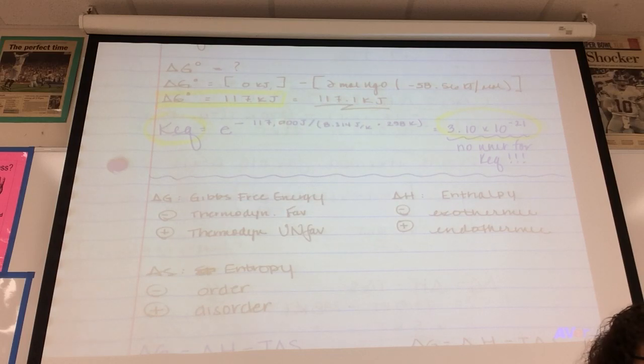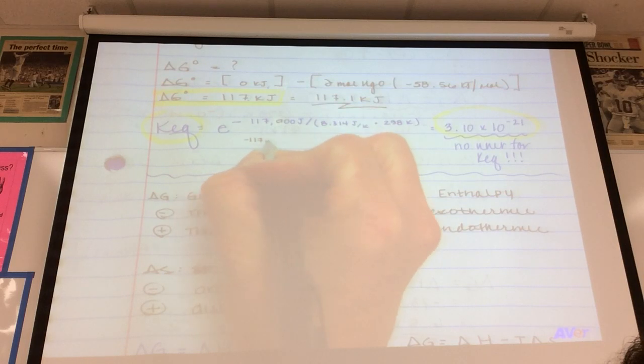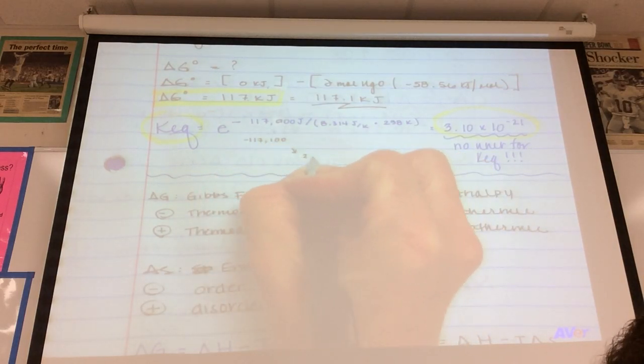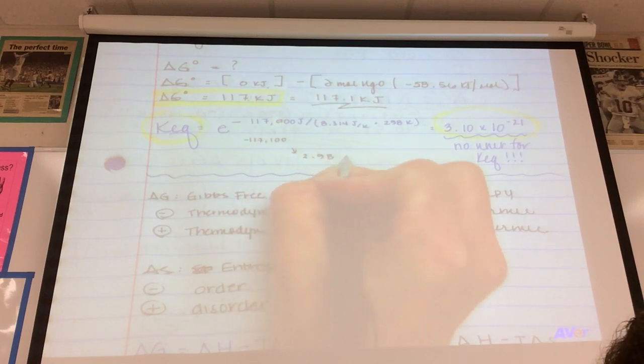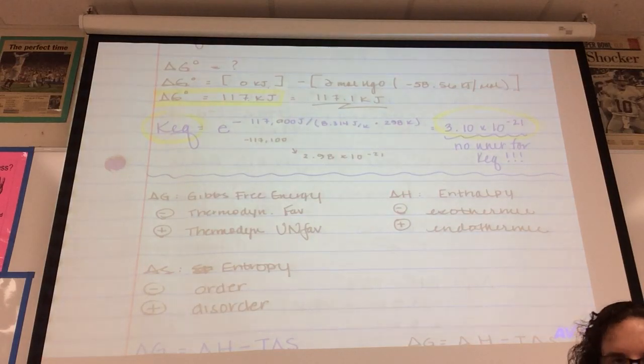Yeah, so if this is this, and everything else is the same, I do get 2.98 times 10 to the negative 21. It doesn't matter. It's all the same. Don't worry about it.